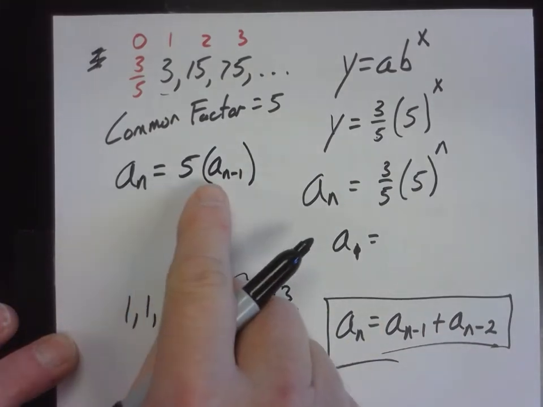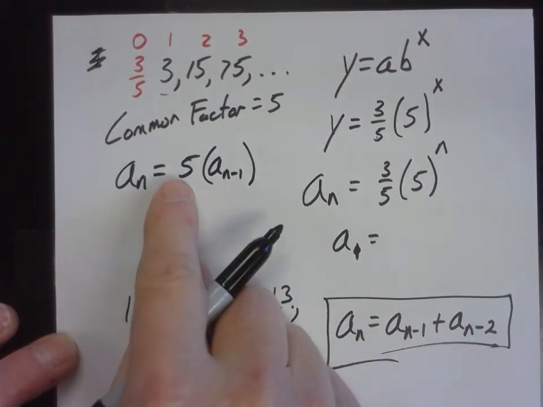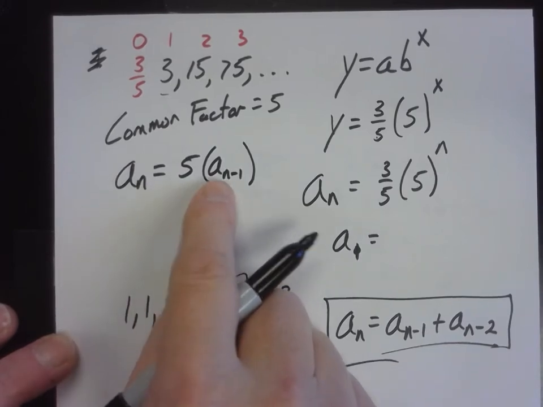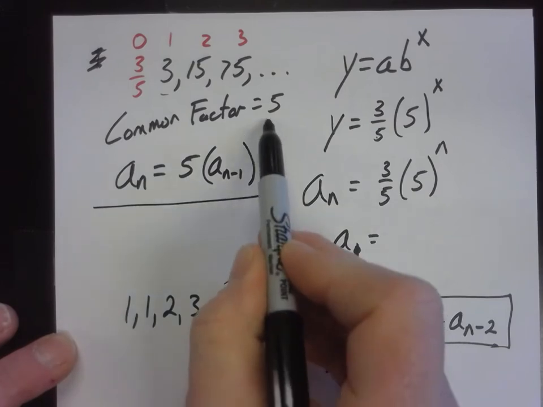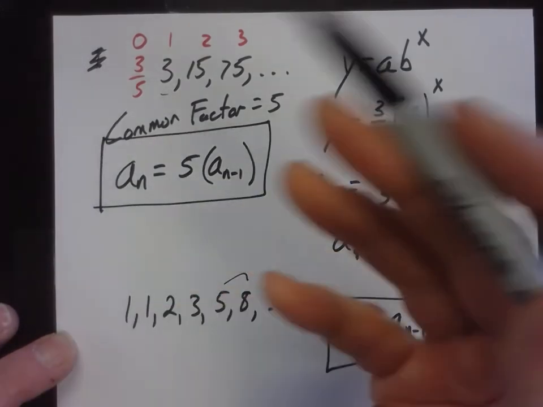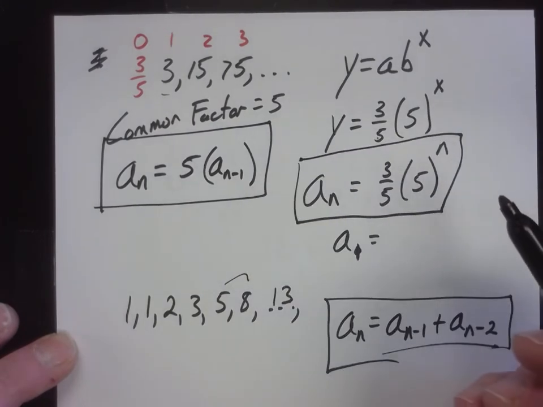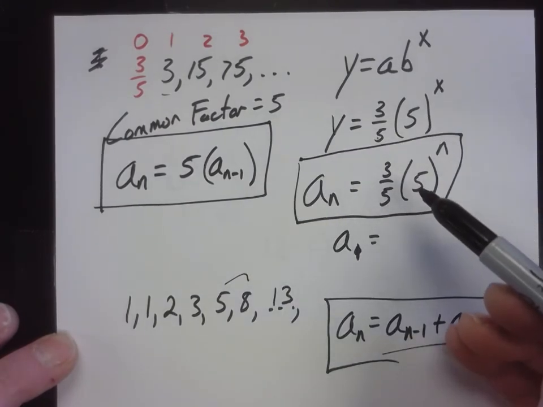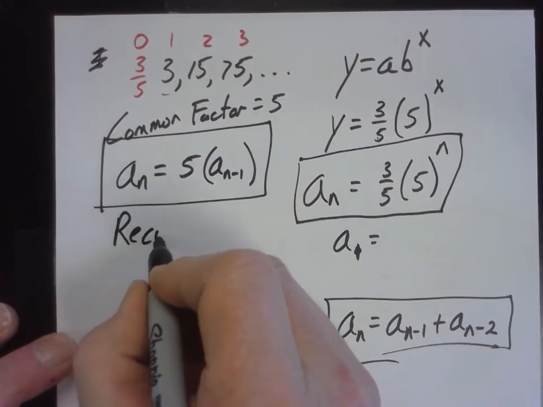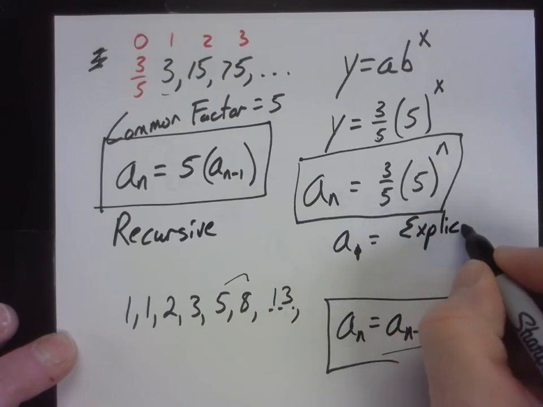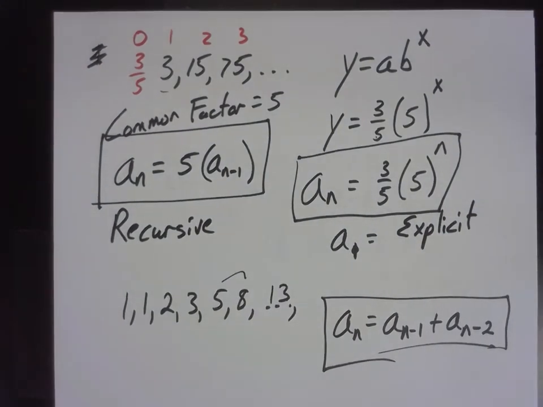How do I get the next term? Well, I take the previous one and times by 5. So if I want a term, I just take the previous one and times by 5. So this is what we call a recursive formula. It finds the next one. This one is what we call an explicit formula. It will find any one I want. Okay? Which one's better? The one that makes you so you can find anyone you want.